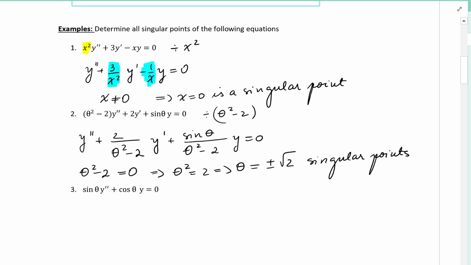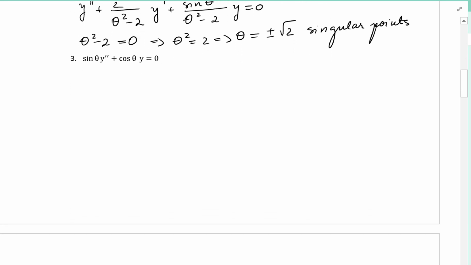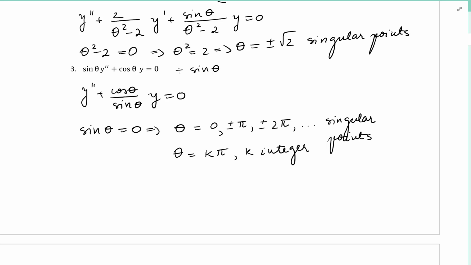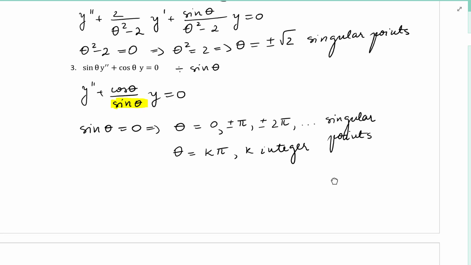Now, based on the information that you just learned, I would advise you to actually pause the video and try to solve problem 3 on your own. Welcome back. So just take a look at the problem. We divide by sine of theta, and then we solve the equation sine of theta equals 0, because that will give us the singular points. The points that are now going to make our cosine theta over sine theta an analytic function.